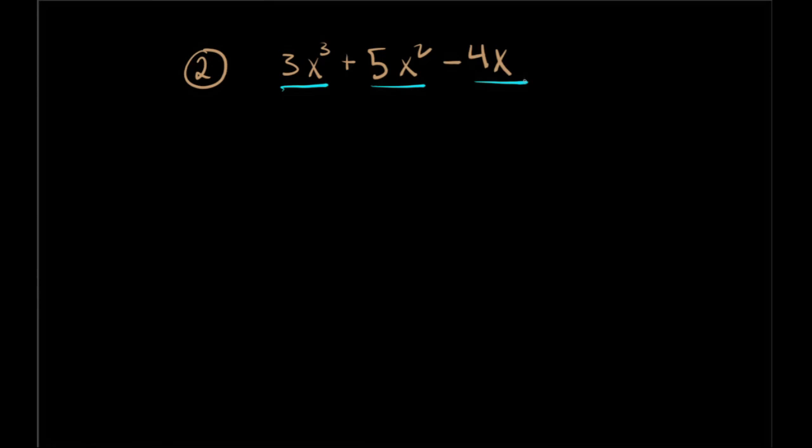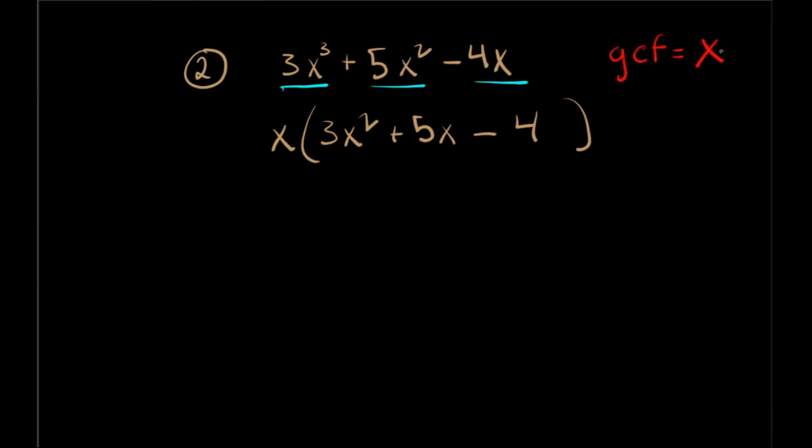Let's look at another example. Let's look at 3x cubed plus 5x squared minus 4x. Notice now we don't have a number that we can take out as a greatest common factor. There's no greatest common factor between 3, 5, and negative 4. But we do have x factors in every single term. We have an x to the third power, an x squared, and an x. So my greatest common factor in this case is just going to be x. If I divide everything by x, I get 3x squared plus 5x minus 4 left over.